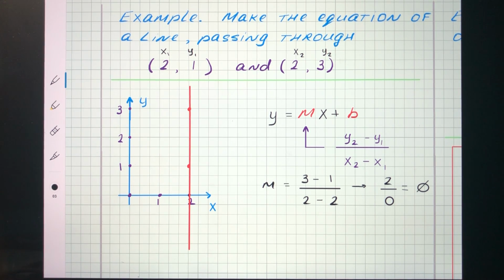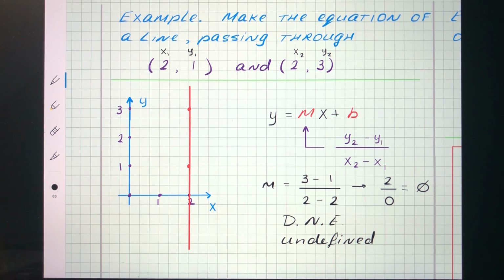0 with a line through it means does not exist. We can abbreviate does not exist with DNE. It also means undefined. Undefined. So the slope is impossible.